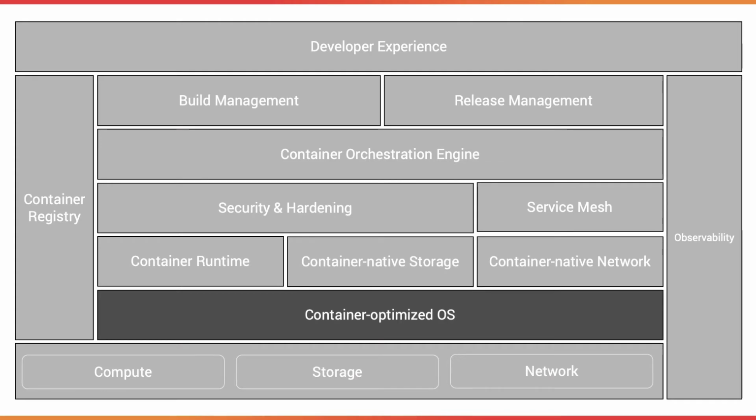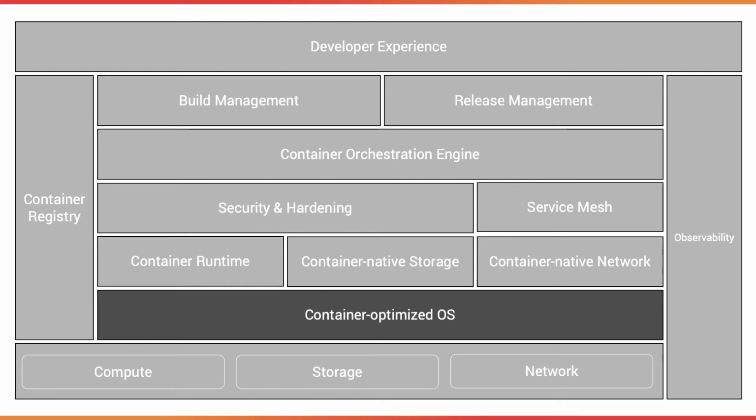So the first one is the container optimized operating system. Operating systems have gone through a significant change in the context of containers. You actually don't need to run fully fledged operating systems. You can run minimalistic, lower footprint capabilities of an operating system to avoid vulnerabilities and reduce the attack surface, because the smaller the footprint, the better the security.